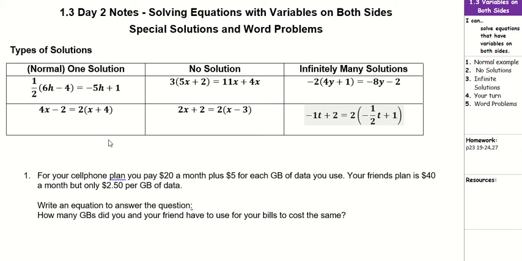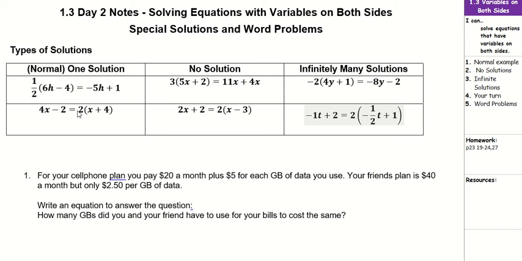Hi guys, here we go with continuing 1.3. This is the day 2 note. So we're going to look at some special solutions. Last time we did these normal ones where we ended up with just one solution at the end, where x equals 3 or h equals 7 or y equals -3, things like that. What we're going to focus on today though is what happens when we get no solution.